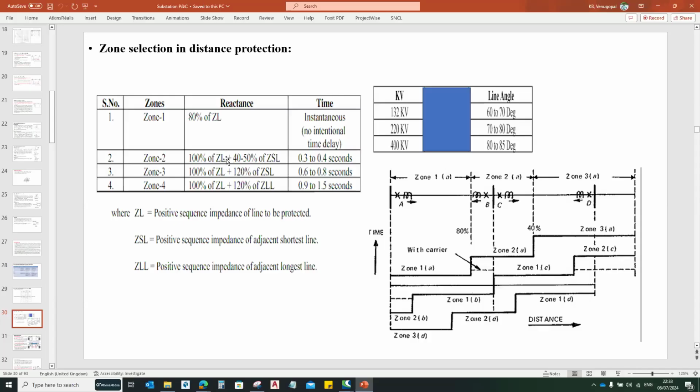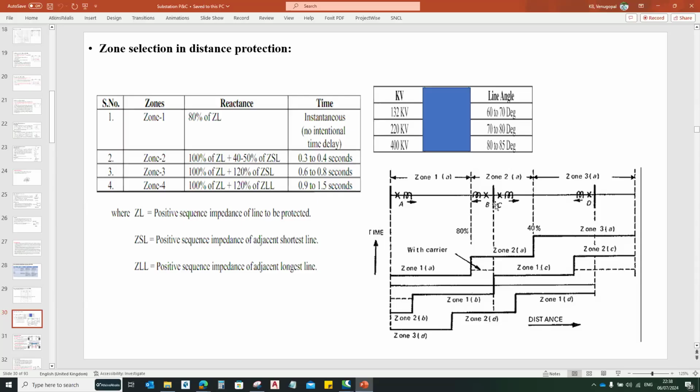Otherwise, you can also consider 100% of your protected line and also 40 to 50% of the next shortest feeder which is available in the same bus area. Zone 3 will be 100% of the ZL, the protected line, plus 120% of the shortest feeder connected to that particular bus, operating between 0.6 to 0.8 second. And Zone 4 will be 100% of the protected line and 120% of the longest line connected to this bus.